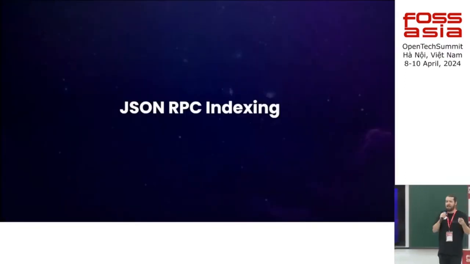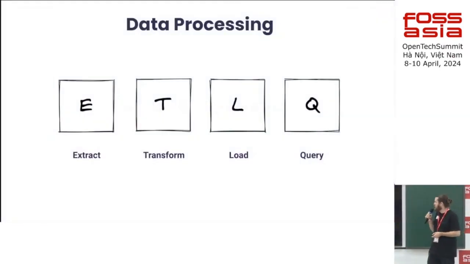So what we actually want to do is index the data. We need to find a way to index the data and make it highly available. The general method to do that is called ETLQ. This applies to all data science and data analytics: you want to extract the data, transform the data in a way that makes sense for you to consume later, load it into some kind of database or object, and then make it queryable so it's easily accessible, right?